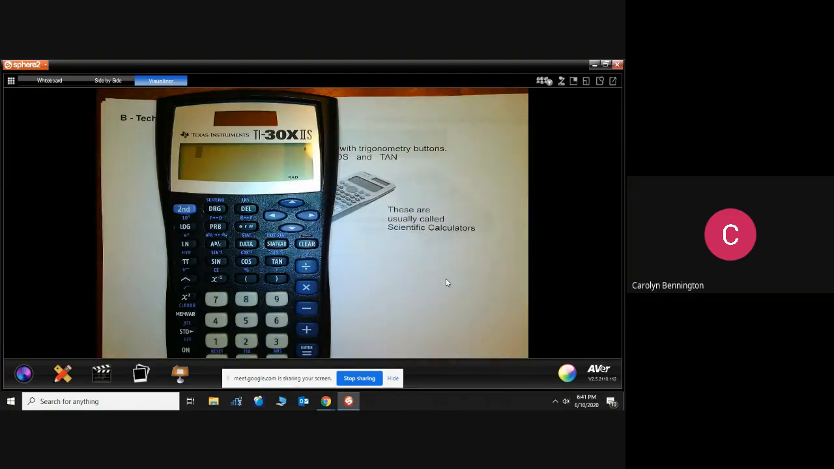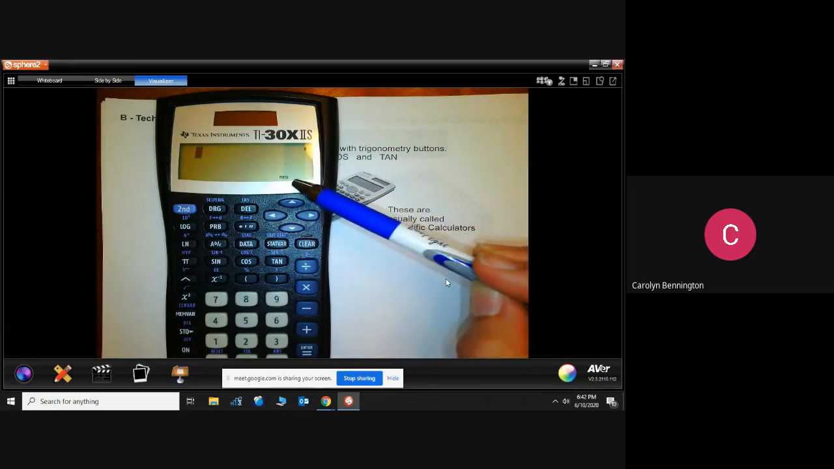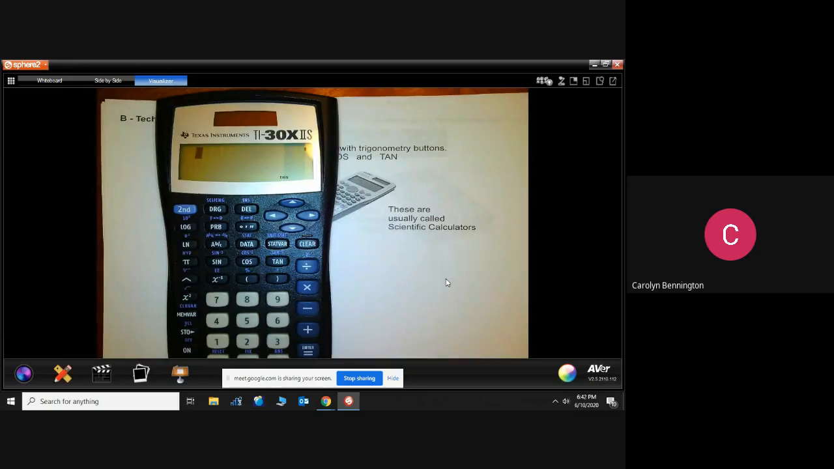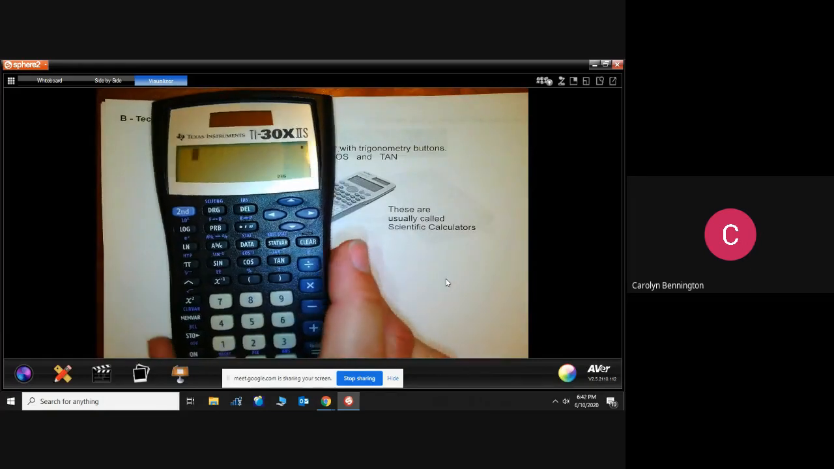In order to work with degrees in a right triangle, we need to make sure that our calculator is set to degrees, not radians. So I have a degree button right here. I just need to press that, shift it over to degrees, and press enter or the equal sign. So now my calculator is in degrees. It's very important that it's in degrees, or else when you're doing your calculations, it will give you the wrong values.